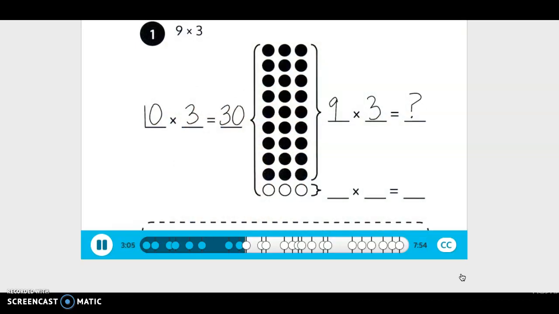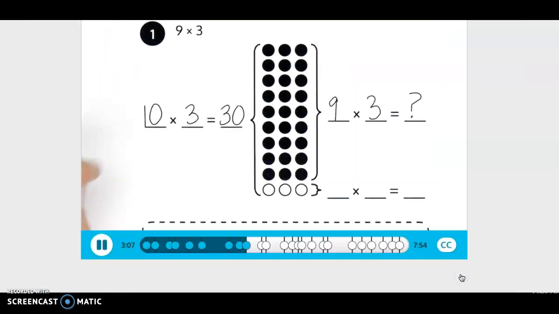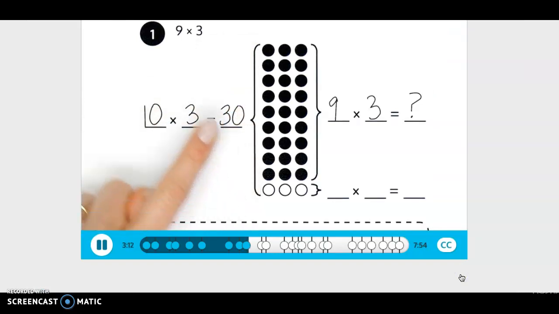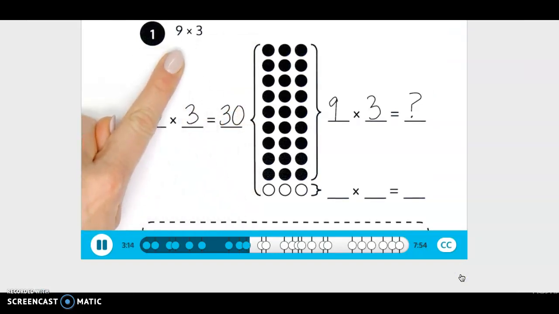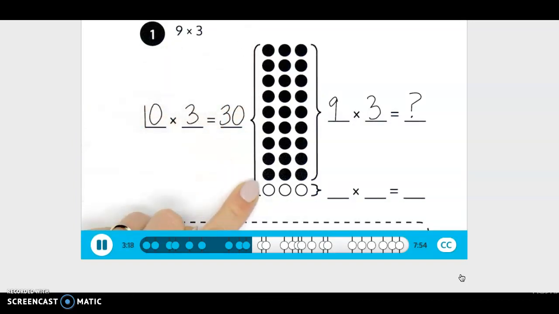Check your work. This array shows 10 threes. Remember, the problem asks for 9 times 3. Look how 10 threes is just 1 3 away from 9 threes. We can subtract 1 row of 3.